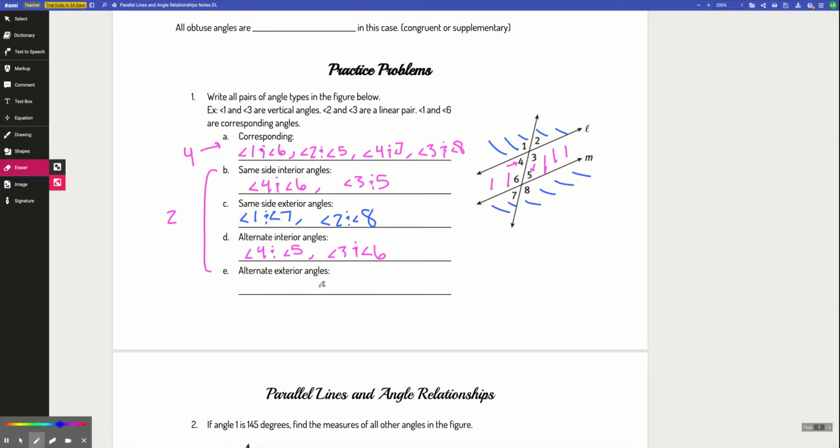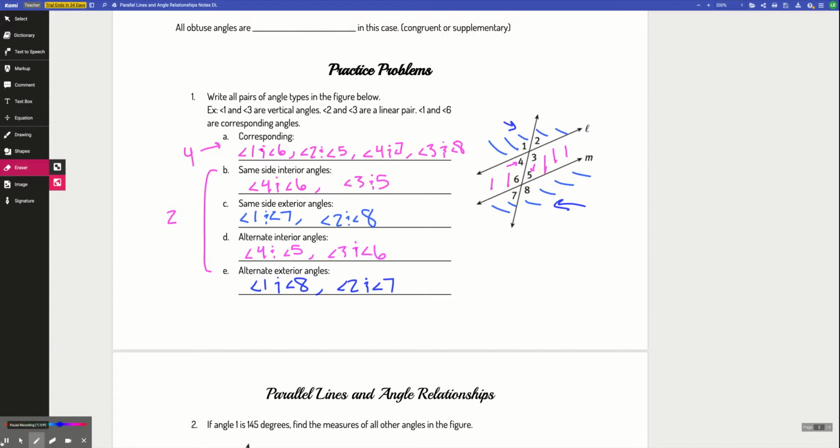The last one here is alternate exterior. Obviously they have to be in the blue zone, and they have to be in different groups of 4. One has to be on this side and the other has to be on this side. So angle 1 and angle 8 is one pair, and then angle 2 and angle 7 is the other pair.